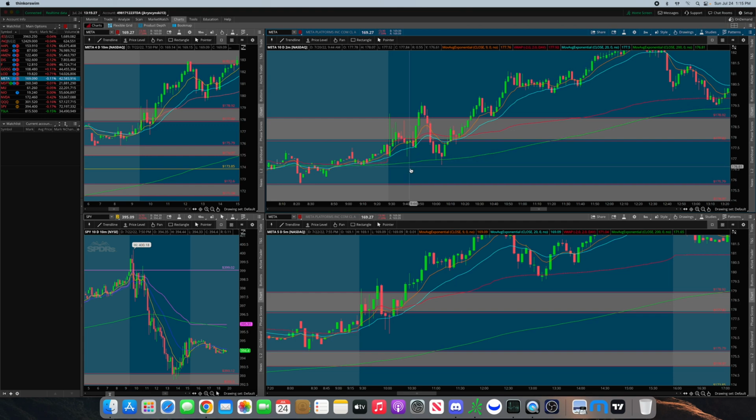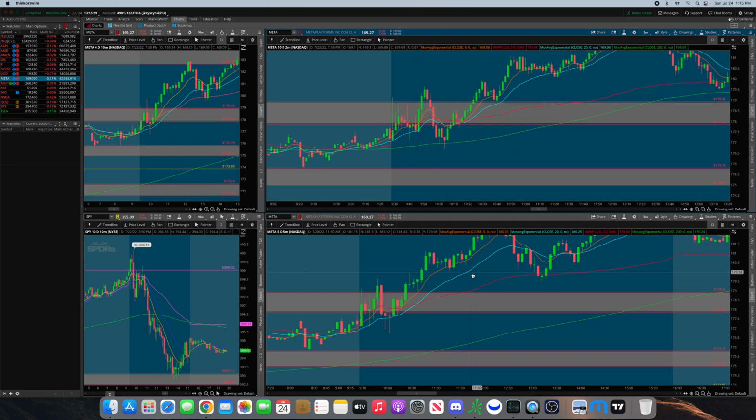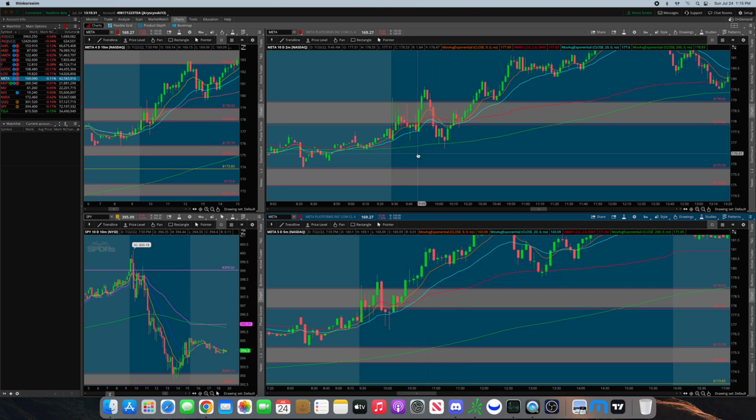So what I liked about this chart and why I'm explaining this aspect of it, this 2 minute 200 would not have mattered to me if I was in puts, because this 5 minute 200 is sitting in a demand zone. So to me, the likelihood of it coming down here and this being more supportive is strong.